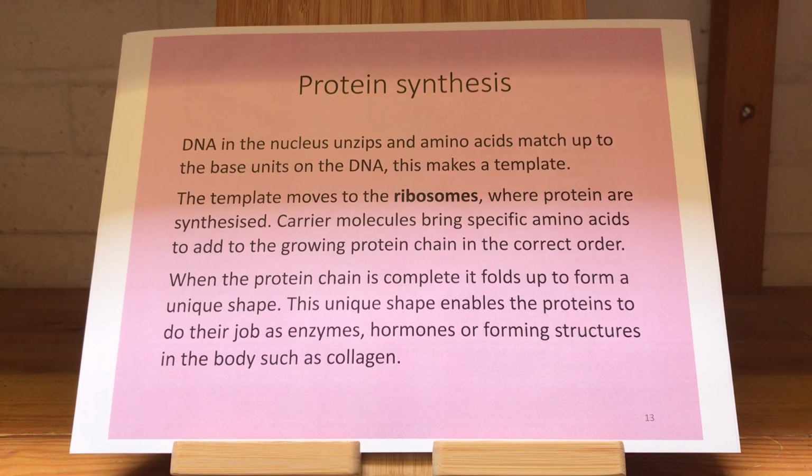Over at the ribosomes, carrier molecules bring those other parts of the amino acid to join up to build that long protein chain. When the protein chain is complete, it folds up to form a unique shape. The unique shape enables the proteins to do their jobs, and some examples of those proteins are enzymes, hormones, and forming structures in the body, such as collagen.